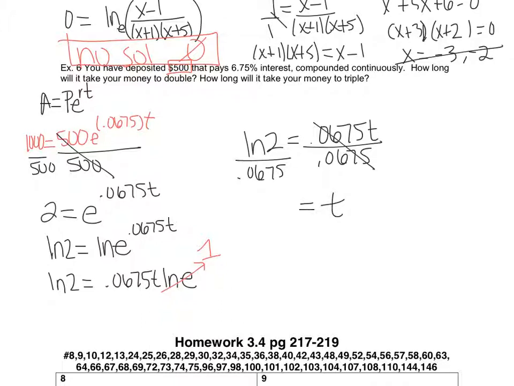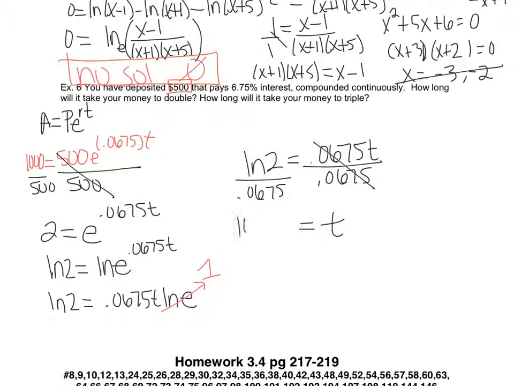Now when you plug all of that into your calculator, ln of 2 divided by 0.0675, you get about 10.27 years. So we will have doubled our money in about 10 years.